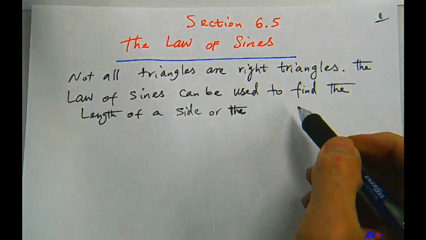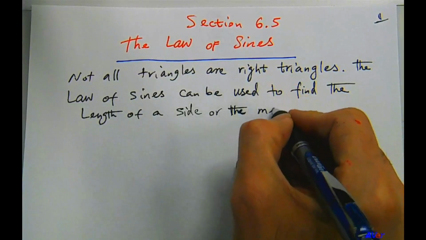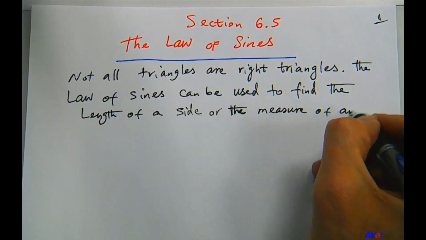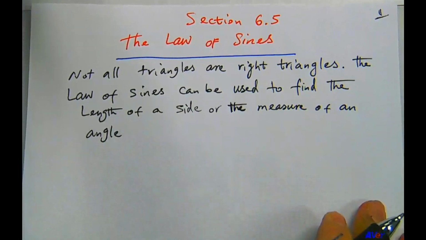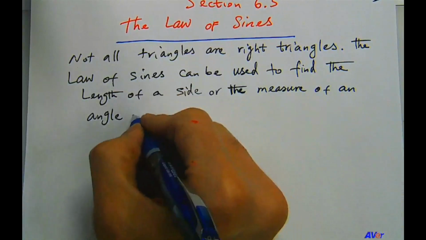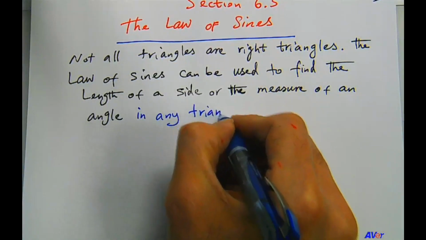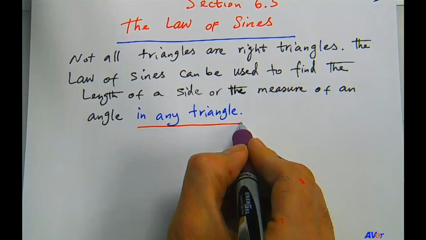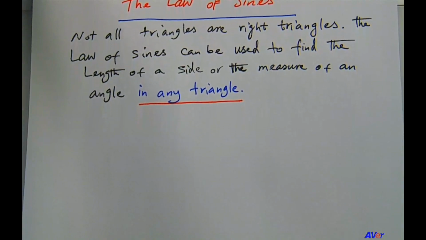To find the length of a side or the measure of an angle. And here's the important part: in any triangle. Okay, that's what the law of sines does. Okay, so here's the basic formula for it.